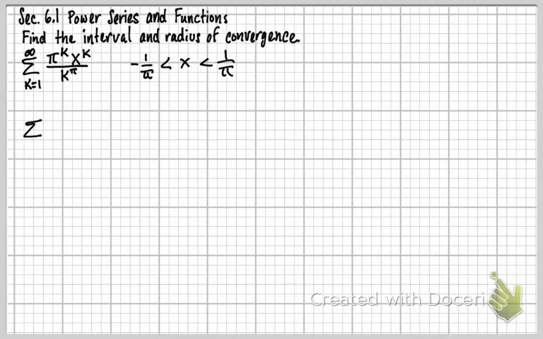So I have this series, k equals 1 to infinity, and I get pi to the k, and then for this x, I'm plugging in negative 1 over pi, to the k.